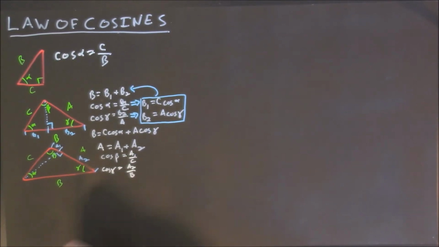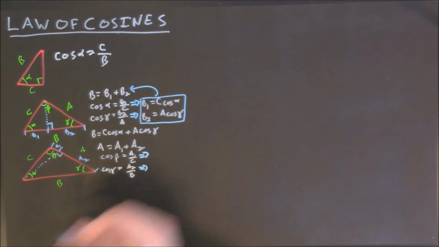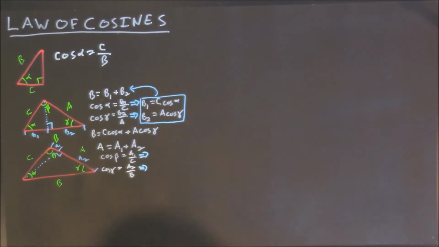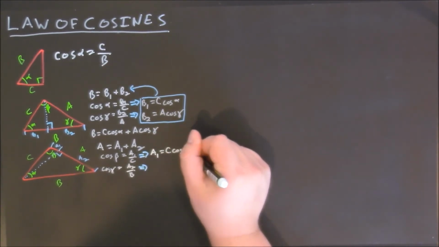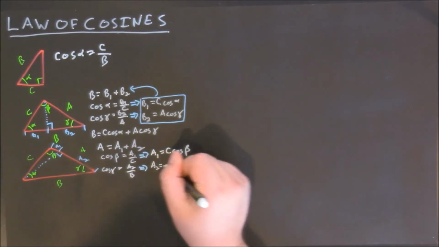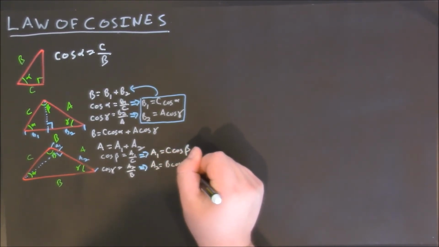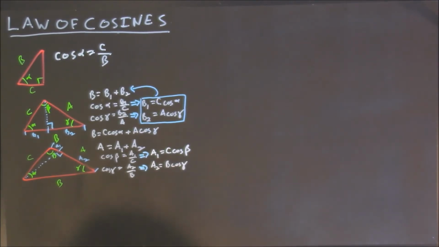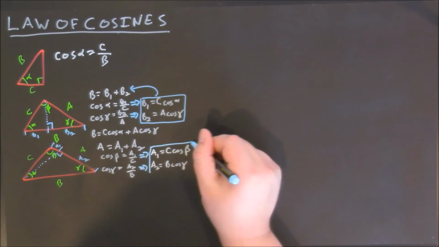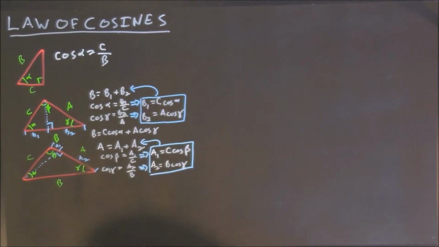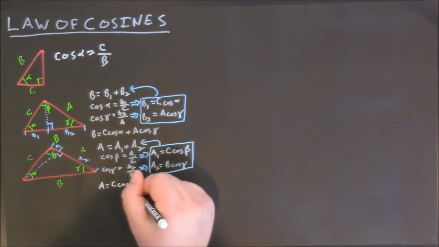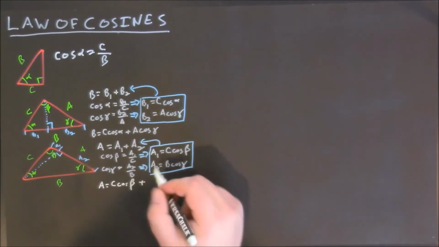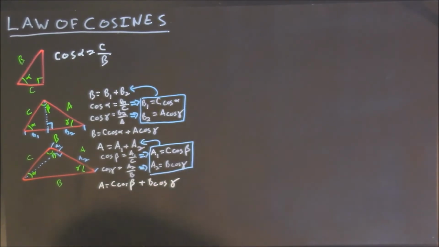Now, just as before, we can rewrite these to get rid of A1 and A2. So we get that A1 is equal to C cosine beta, and A2 is equal to B cosine gamma. So now we have two equations, one for A1 and one for A2. We can plug it into our original equation, and now we can write A as A1, so C cosine beta, plus A2, which is B cosine gamma.